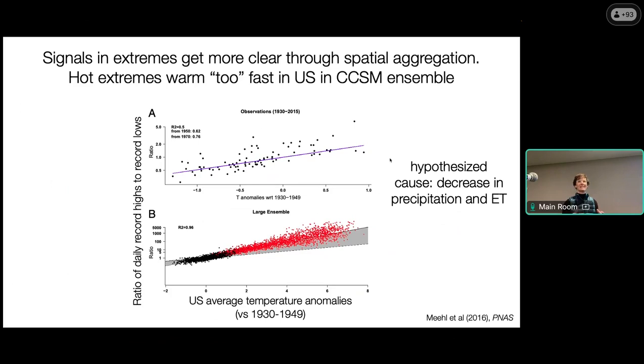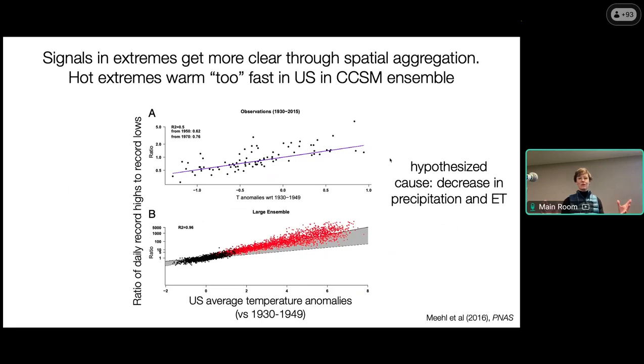Than what we saw in the observations, and they hypothesized that that was connected to anomalous decreases in precipitation and decreases in evapotranspiration in the model. So kind of the model drying out a little bit too much, that's connected to warm biases that have been persistent across models, mostly in the central United States. So that's a case where the models seem to be overdoing heat extremes.